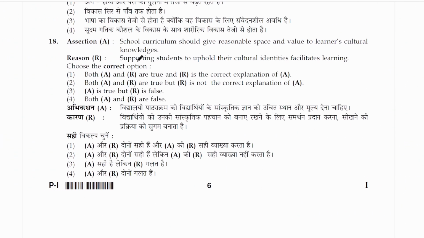Next, question 18. School curriculum should give reasonable space and value to the learner's cultural knowledge. Yes, the learner's cultural knowledge must be given space and value. Why? Supporting students to uphold their cultural identity facilitates learning. So not only is this true, that is the reason school curriculum should give. So again, both A and R are true, and R is the correct explanation of A. So those were the 4 questions from paper 1.